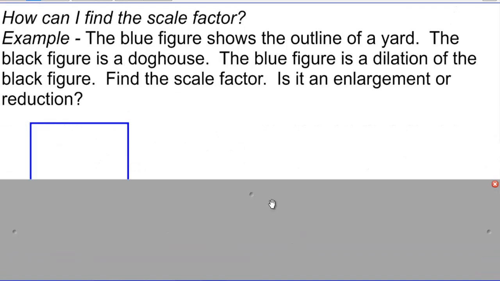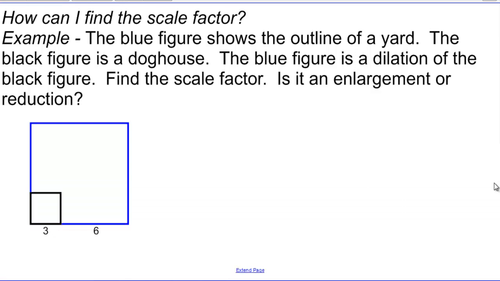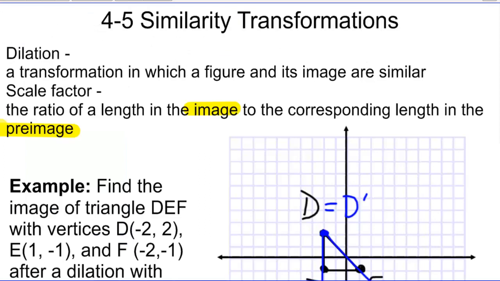And here's a problem where we need to figure out the scale factor, and in order to figure out the scale factor we just have to think back to our definition of what a dilation is. So I'm going to switch back to that really quick. You can check in your notes. Remember that a scale factor is the ratio of the length in the image to the corresponding length in the pre-image. So I need to do a ratio of image to pre-image of 2 lengths that are in the same place in the figure, they're corresponding, and then I need to simplify that as much as I can.